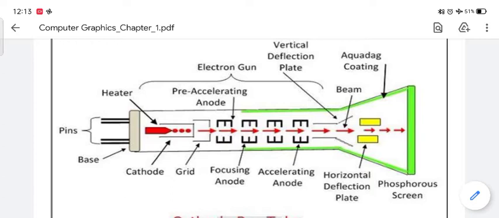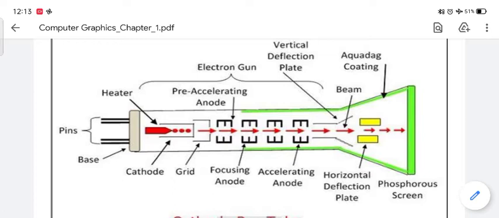The focusing anode and deflection plate are together needed to focus an electron beam into a small spot and strike the screen. Otherwise, the electrons repel each other and the beam would spread out on its approach to the screen. So mainly, the focusing anode helps you to create a clear picture.